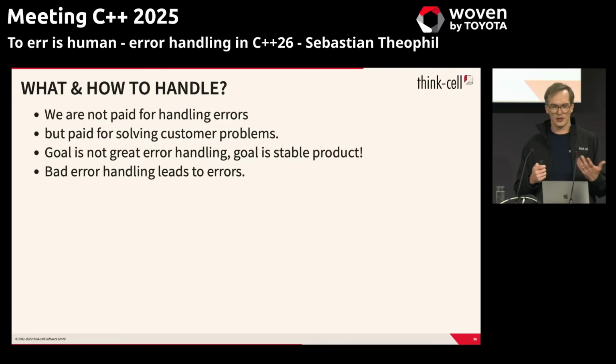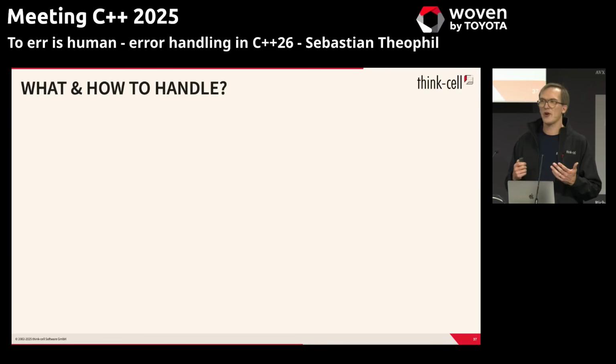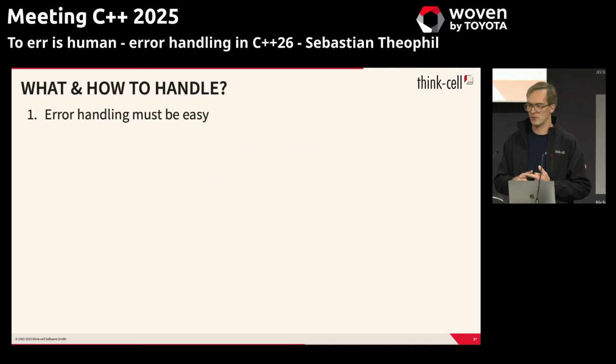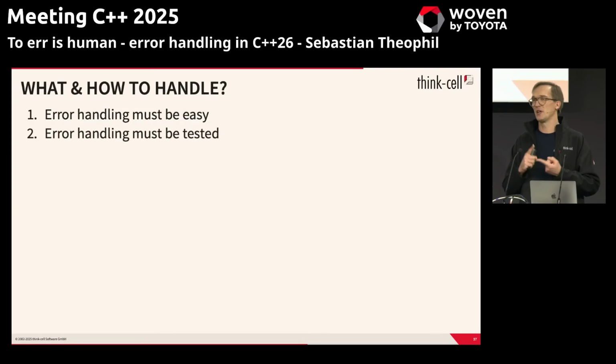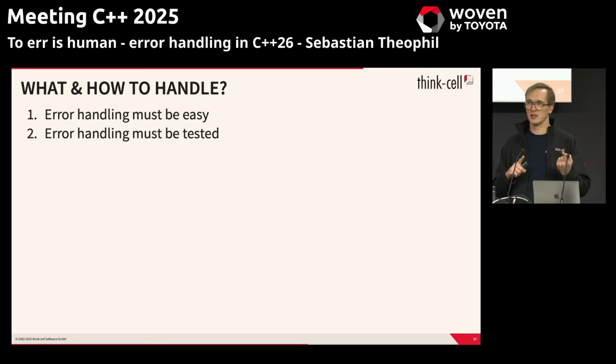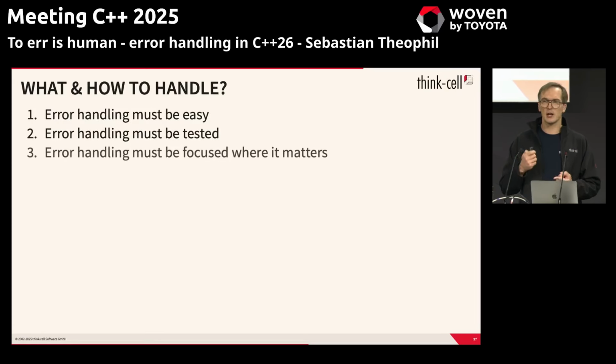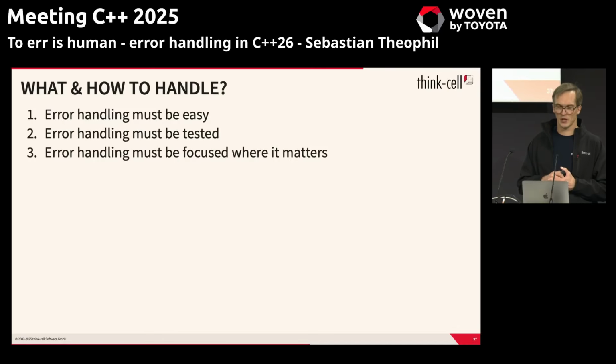And that means a few things. Error handling must be easy, otherwise your developers won't do it. The error handling must be tested, otherwise it doesn't work. Error handling must be focused on where it matters, otherwise you waste your time. So how do we achieve all of these 3 things at the same time in practice?